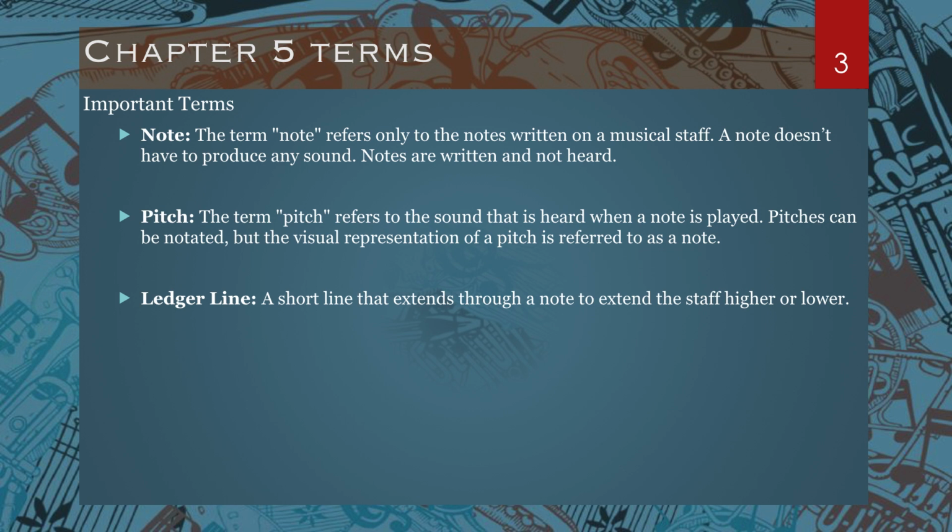So pitch refers to the sound that you actually hear when a note, a visual representation of sound, is played. Pitches can be notated, but the visual representation of a pitch is referred to as a note. So that's an important distinction. The pitch is what you hear, the note is what you see. A note doesn't produce pitch until a musician comes by and plays that note.